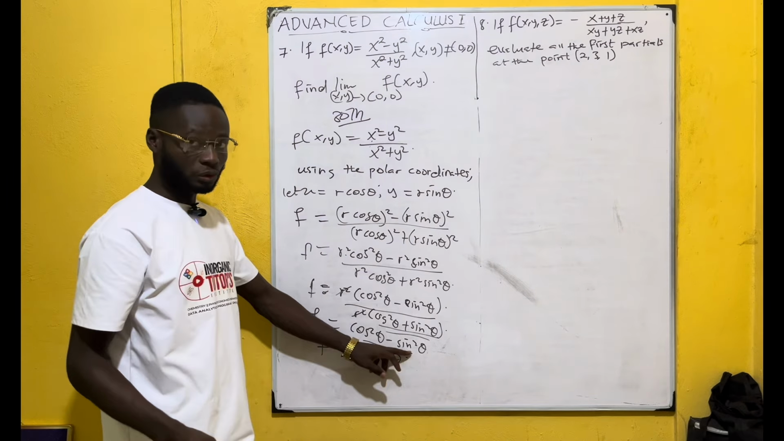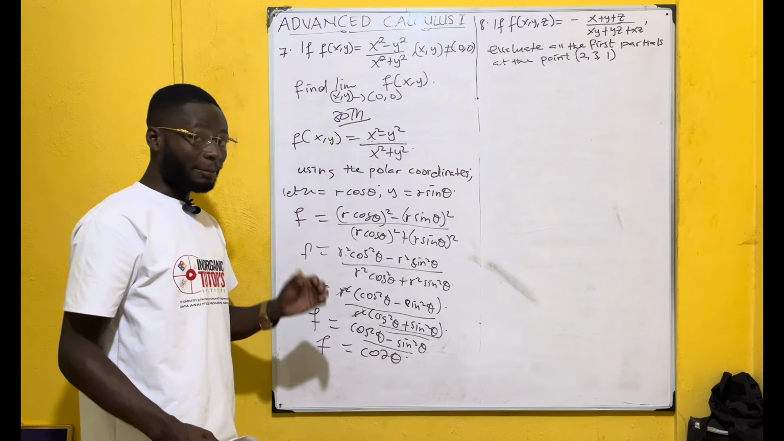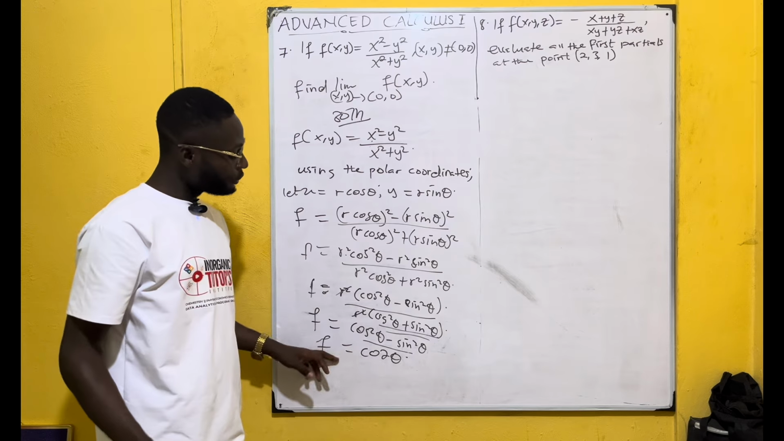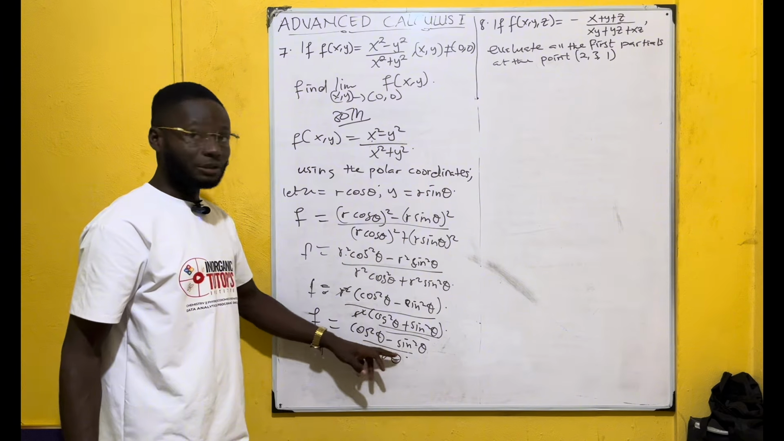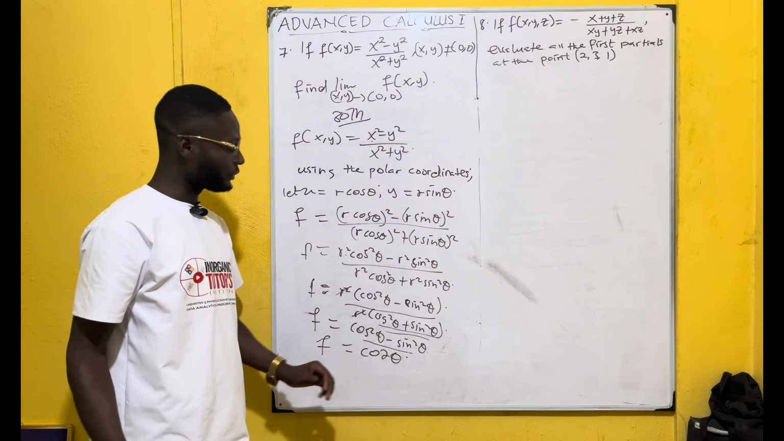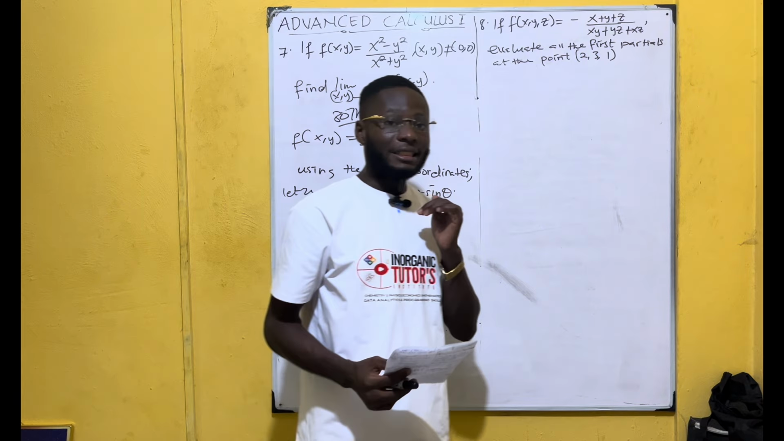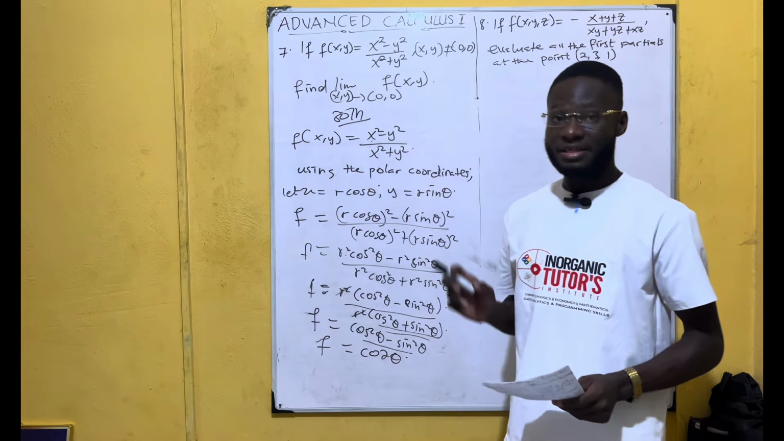This is equal to cos 2 theta. So when you go back to your trigonometry course, you know that cos squared theta minus sine squared theta is the same as cos 2 theta. That's the double angles.